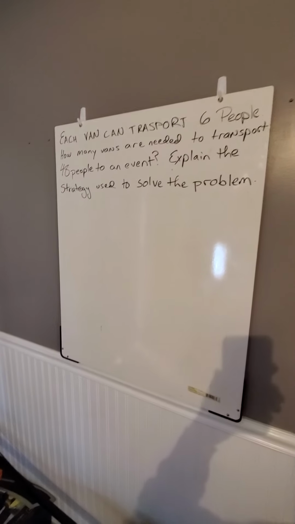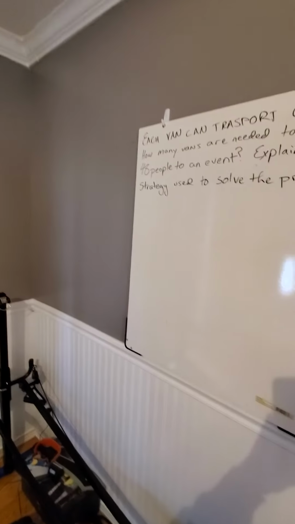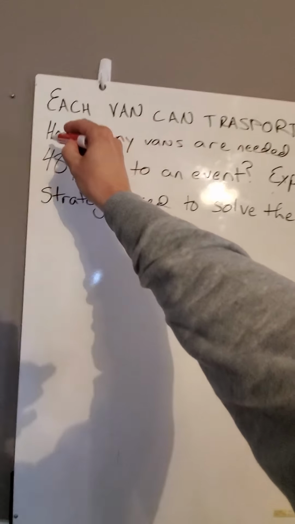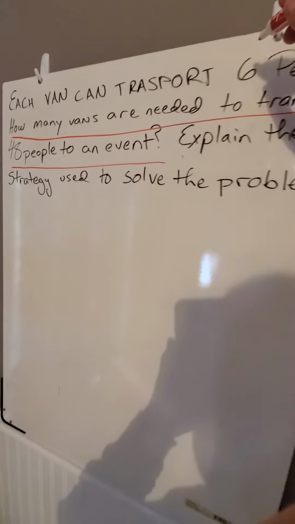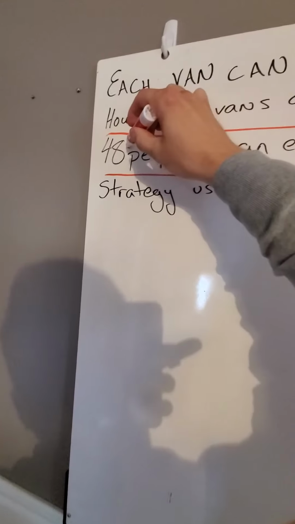Okay, well, what are the questions that we ask ourselves when we get a word problem? First, what are we being asked? Well, it's the question, right? So we're being asked, how many vans are needed to transport 48 people to an event? Now, what information are we given? We are given the numbers, right? There's 6 people and 48 people.